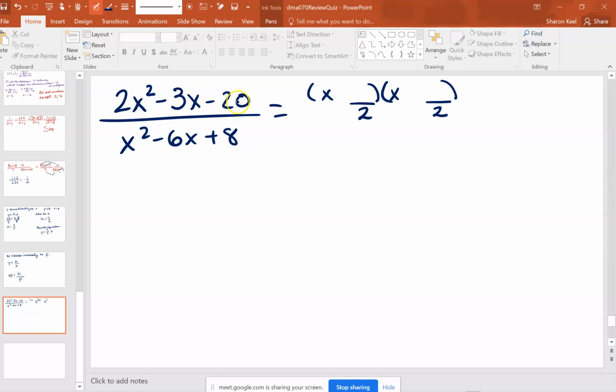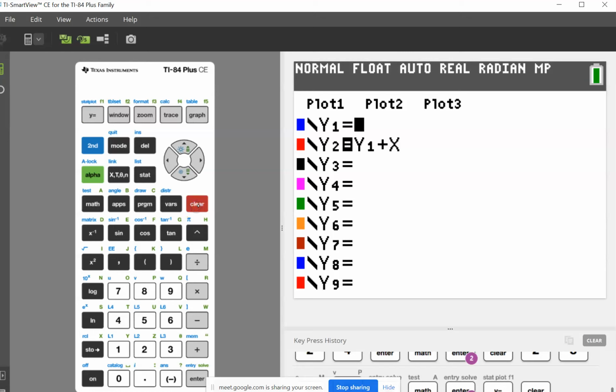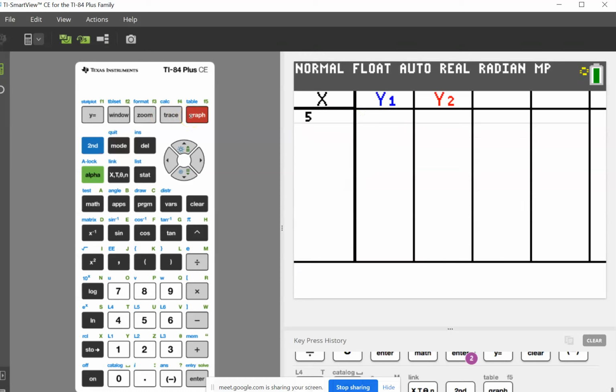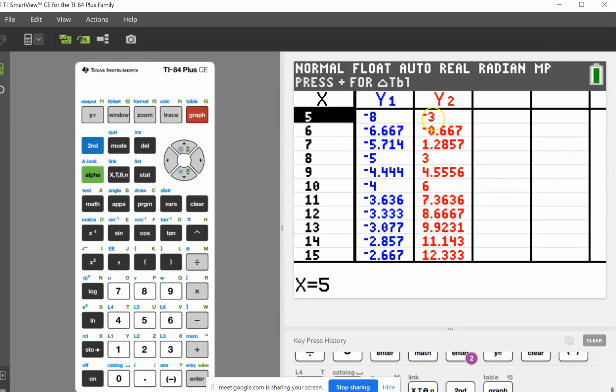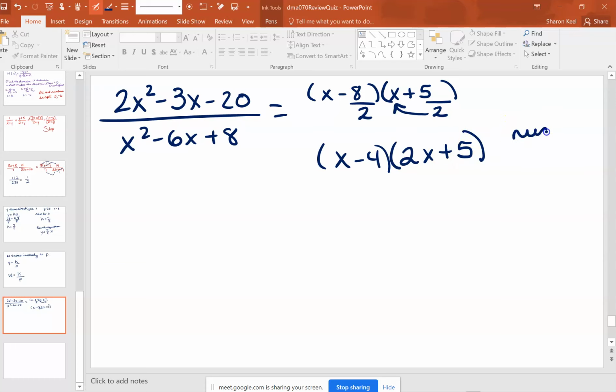So 2 times negative 20 gives me negative 40. On the calculator, on y equals, we're going to do negative 40 divided by x, second table, and our middle term was a negative 3. So here's my negative 3. We're going to use a negative 8 and a positive 5. I need to simplify this. So this numerator here is going to become x minus 4. Here I'm going to do bottoms up, and that's going to become 2x plus 5. So this is my numerator.